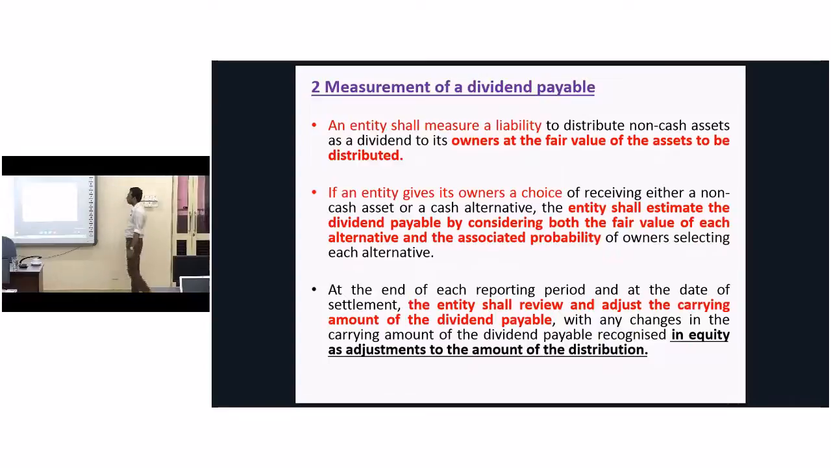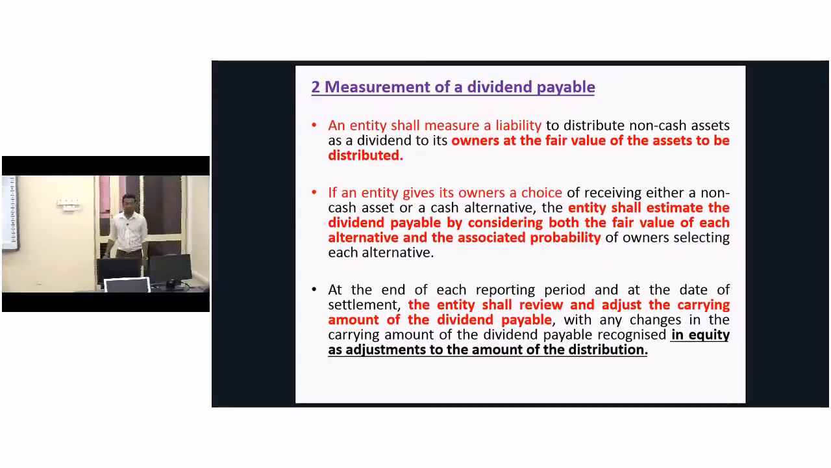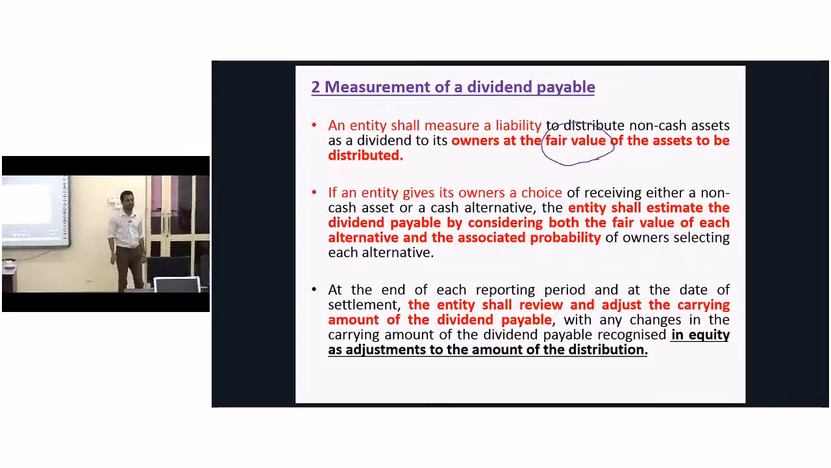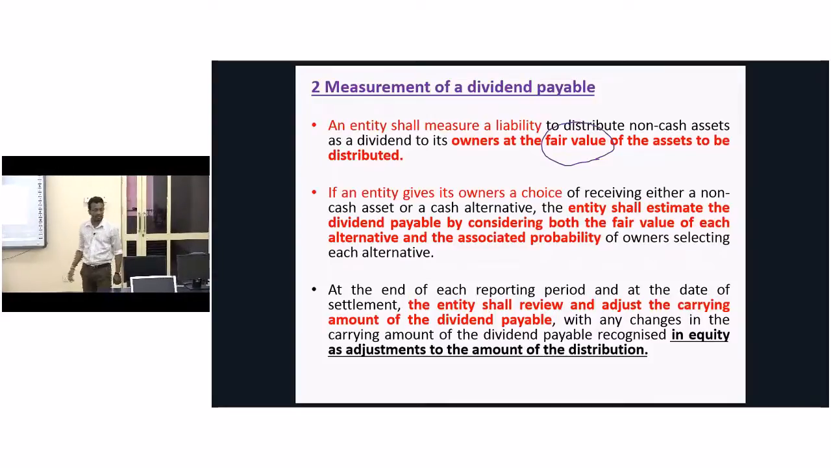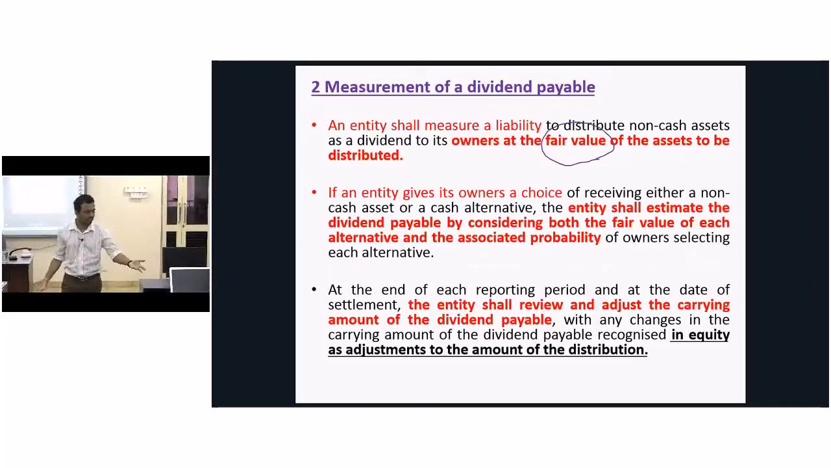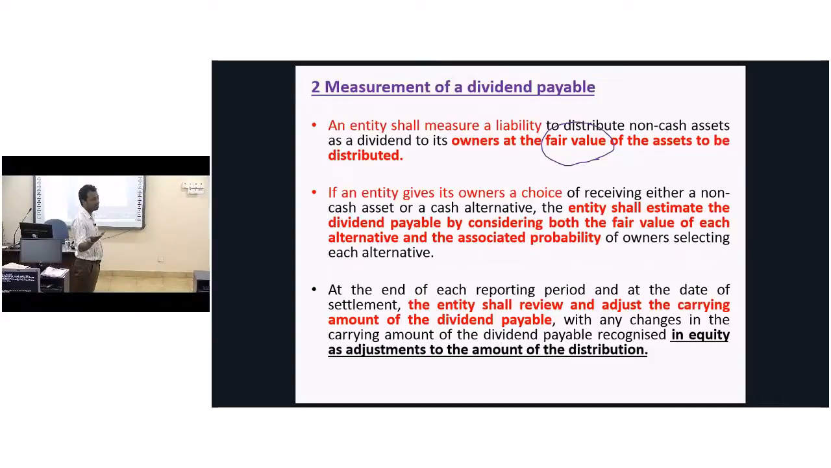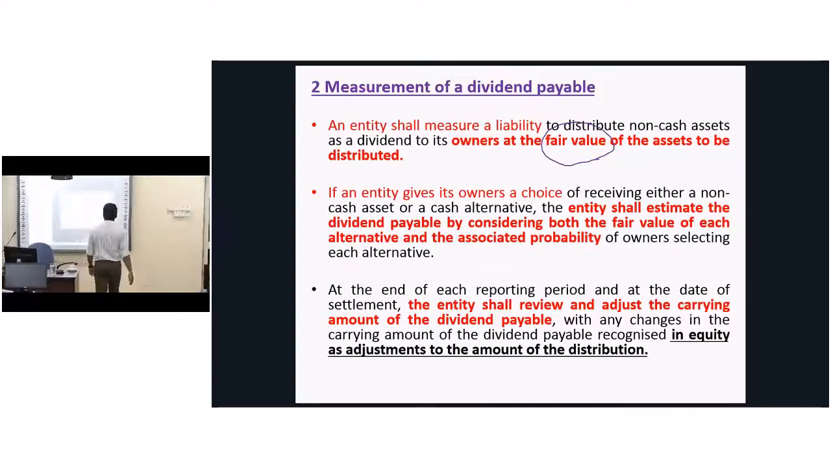Second question. Measurement of dividend payable. What does it say? An entity shall measure the liability to distribute non-cash assets as a dividend to its owners at what value? It says, look, fair value of the asset to be distributed. If you give cash, what is the fair value? Cash, no difference. The problem will come then. If you are going to give a set of goods, or let's say an asset, then the fair value of the assets or goods will be the value of what? Dividends payable. That is the question that comes to us. Then the second question is also clear. But the problem will come if it is like this.